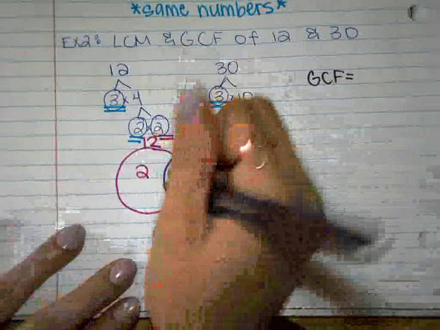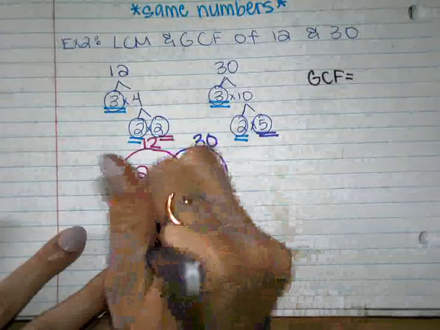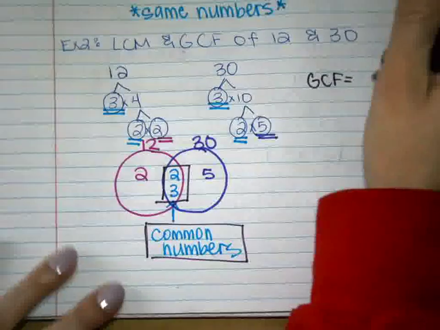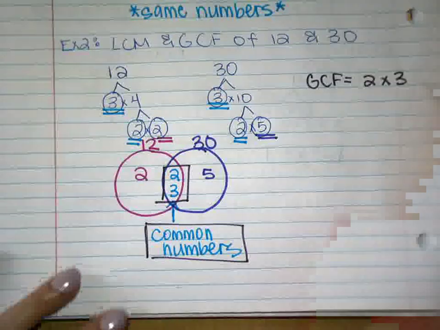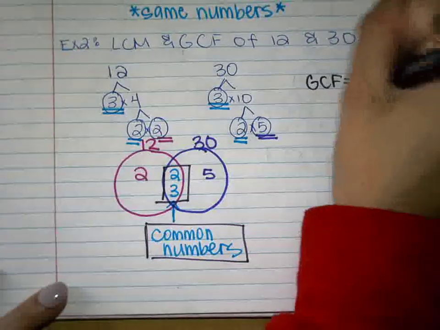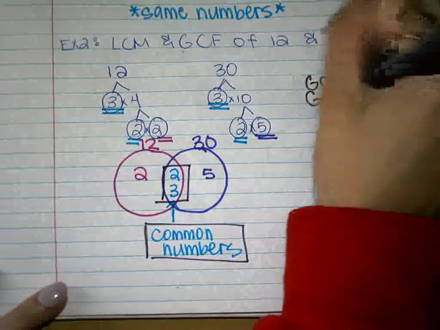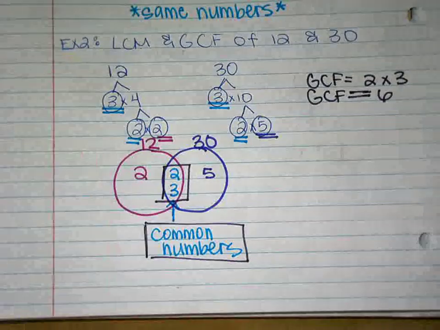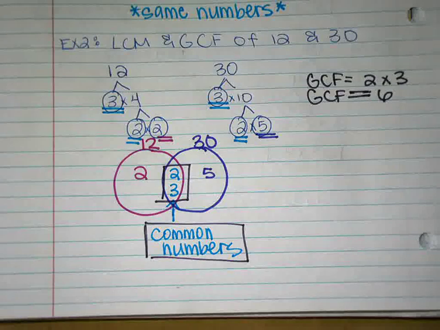So now I can find my greatest common factor, and your greatest common factor is your common numbers, this 2 and 3, when you multiply them together. And 2 times 3 is 6, so your GCF is 6. Because it is the numbers that are in the common area multiplied together.